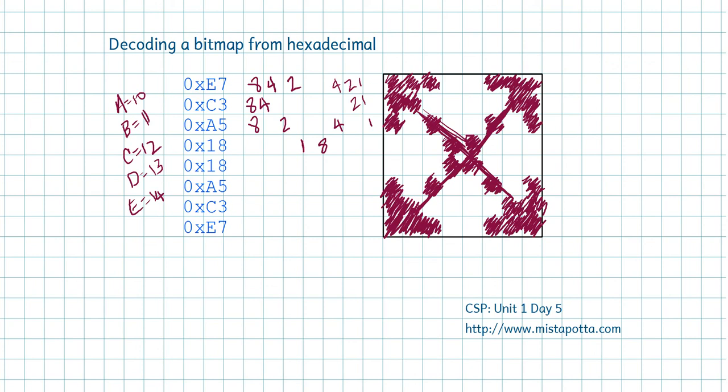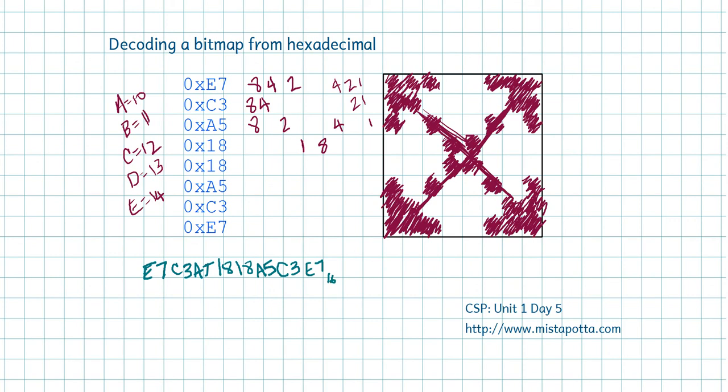And if you recall, we did talk about the hexadecimal string, so I could take this and just write this as E7, C3, A5, 18, 18, A5, C3, E7. And so this would be a hexadecimal string representation of this bitmap that we have here.